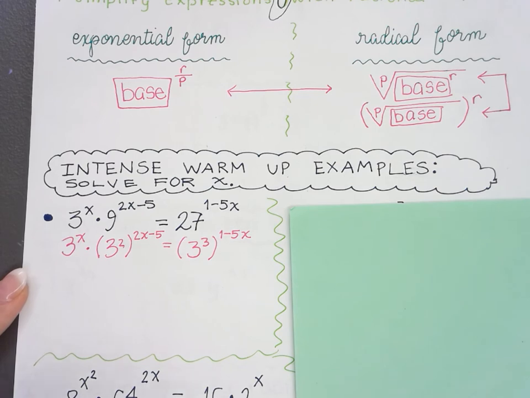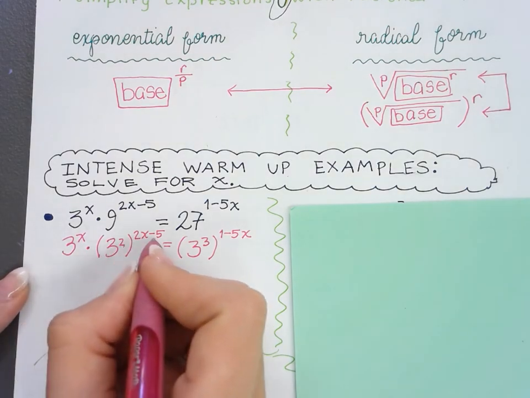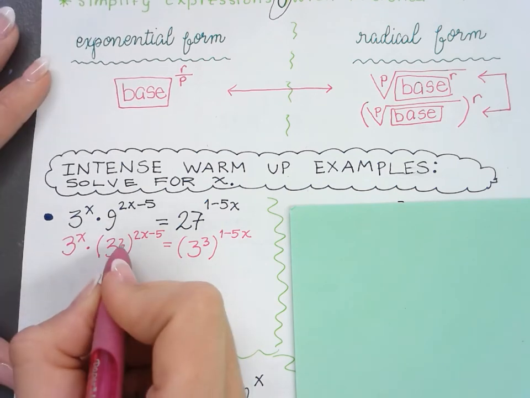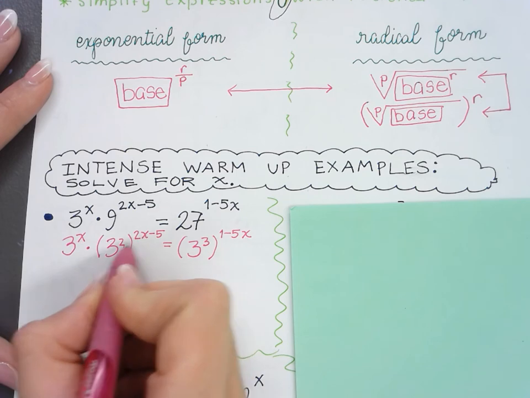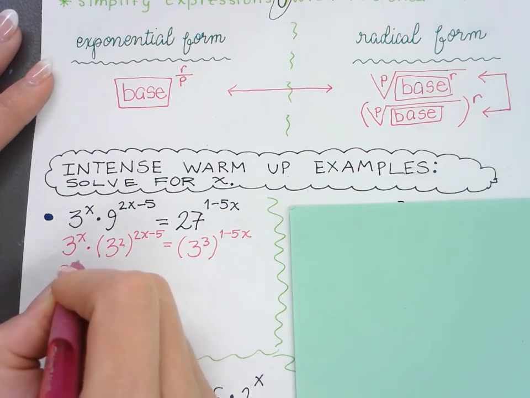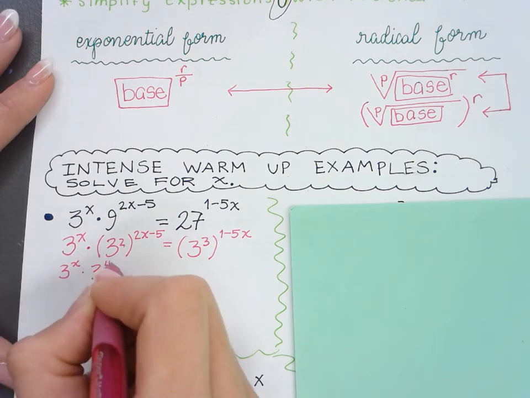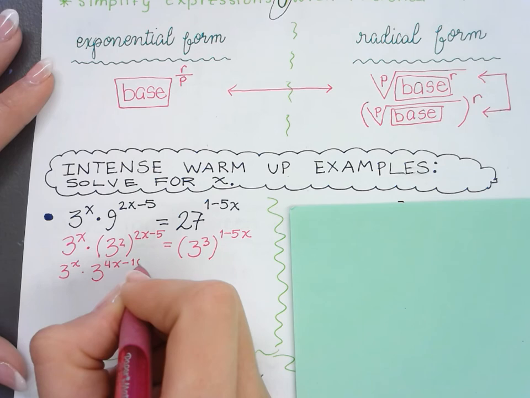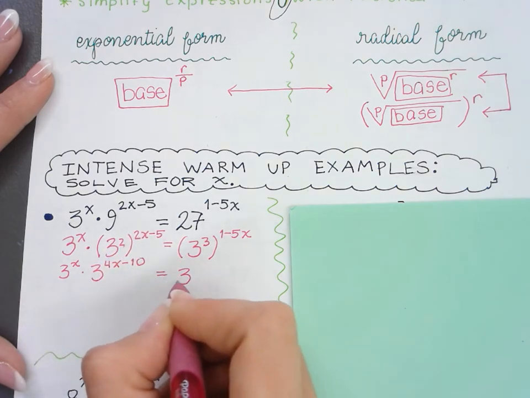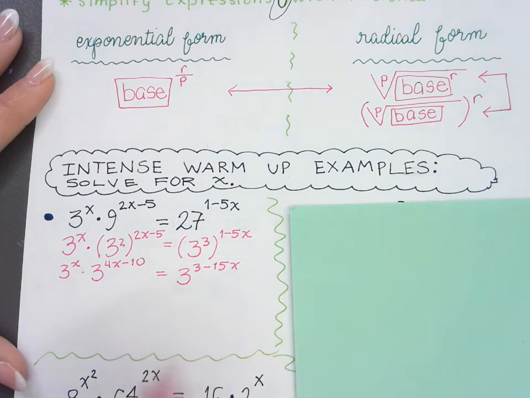Next, you're going to deal with all your properties of exponents here. When you raise something to a power, and you raise that to another power, what do you need to remember? You need to remember from properties of exponents that these are going to multiply. So same here. That gives us 3 to the x again. Nothing's really happening yet. And then 3 to the 4x minus 10. We multiplied those powers together. Here, 3 to the 3 minus 15x.